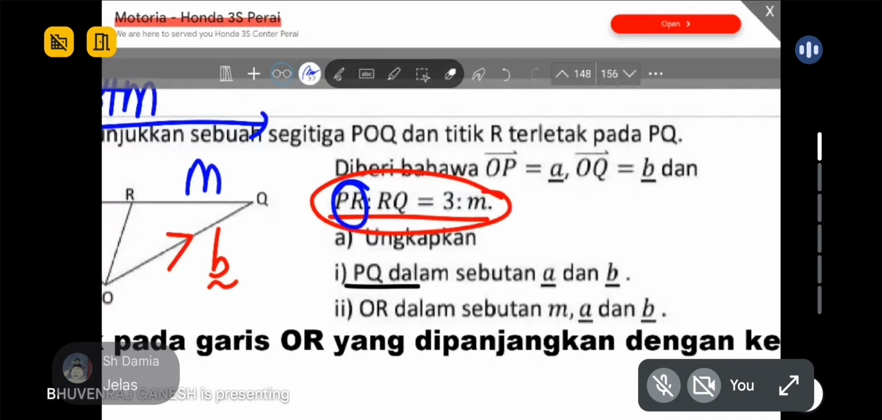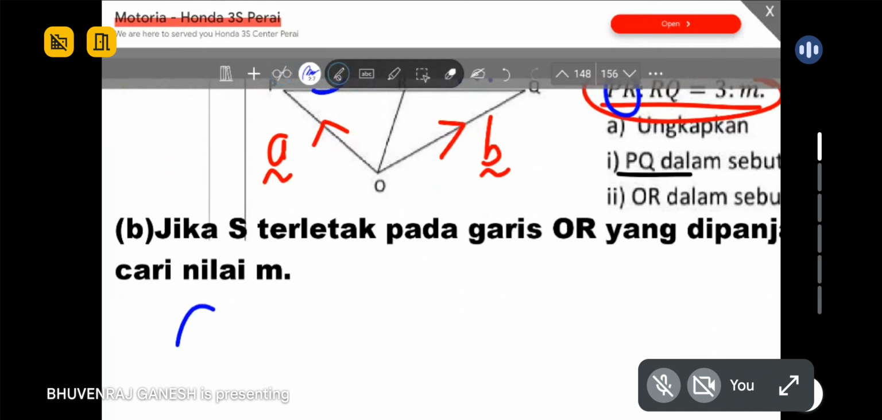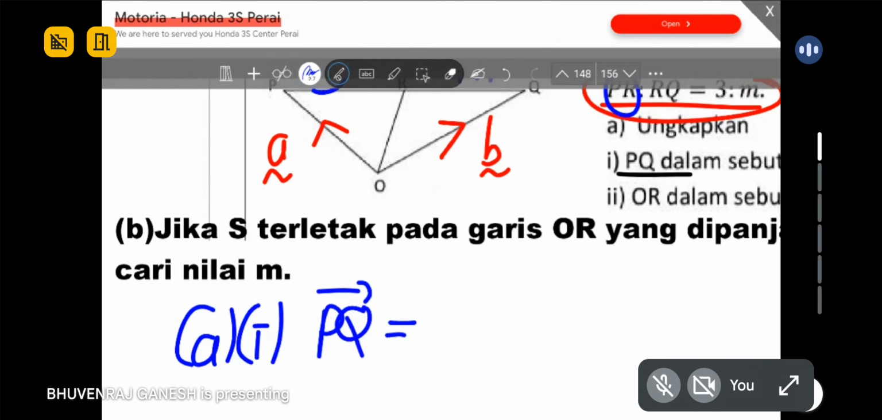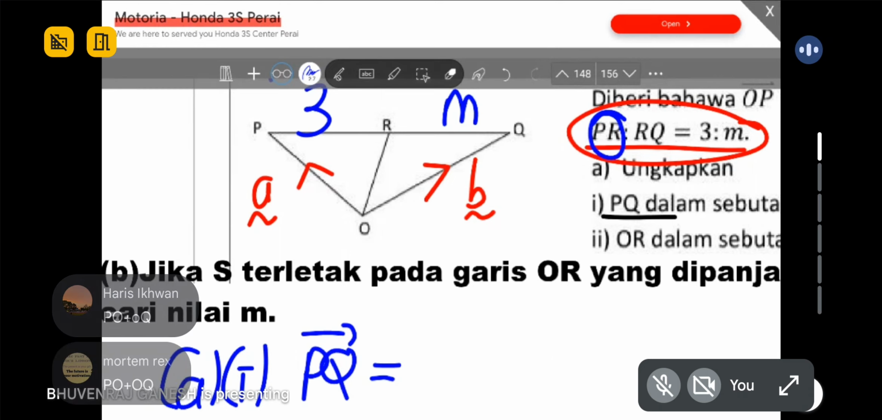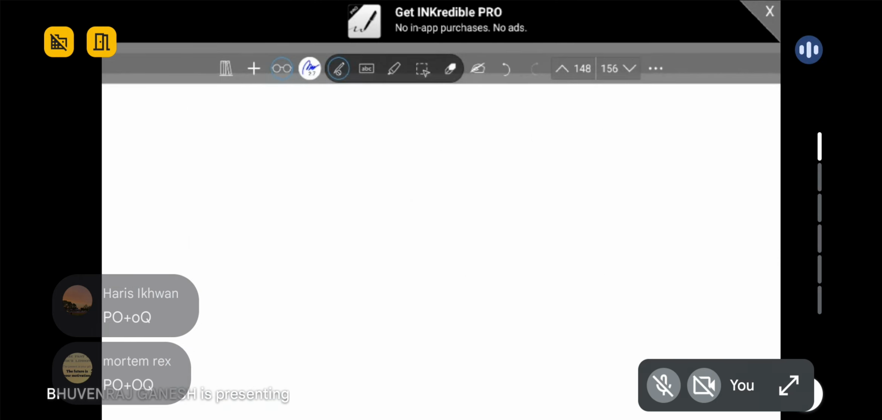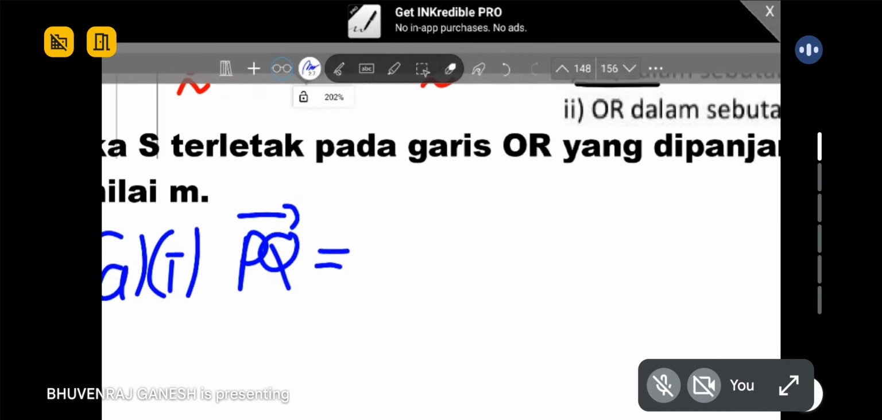First question, they ask you to find PQ, guys, in terms of A and B. So can anyone tell me, what is the combination of vectors? Apa gabungan vector yang akan bagi PQ? Anyone? PQ is equal to what? You guys think and see, based on the diagram. Kamu lihat wajah. Any other answers? Ada jawapan lain? Okay, very good. So the answer is actually PO plus OQ. There is only one combination actually. It's PO plus OQ.